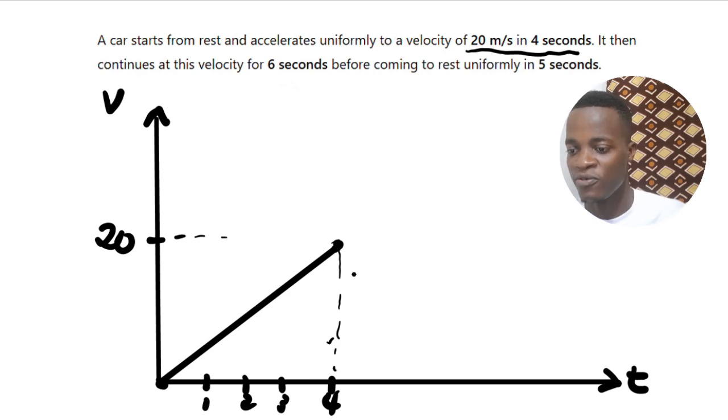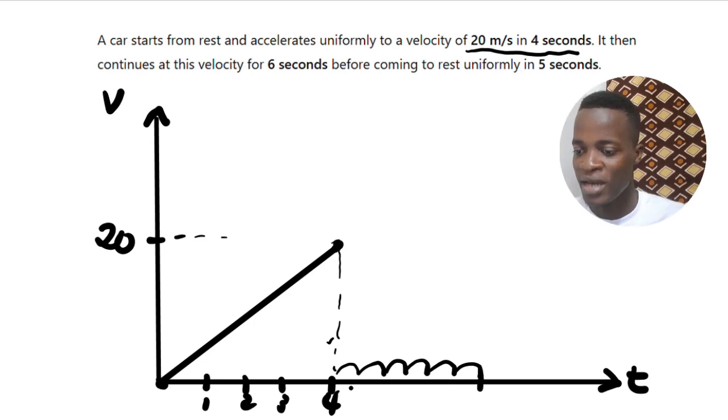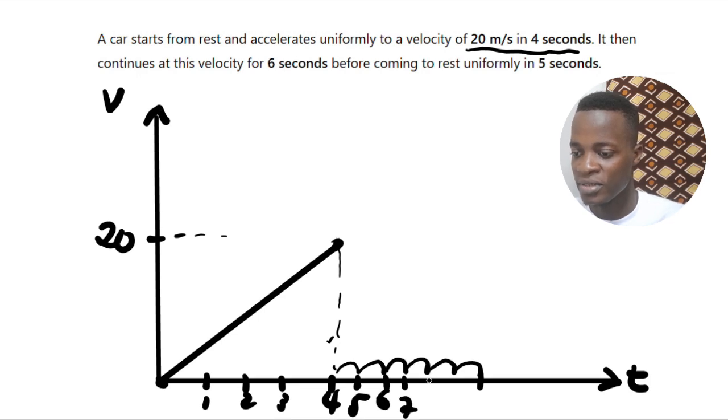Before coming to rest uniformly. So we are going to do another 6 seconds, right? So it's going to continue 1, 2, 3, 4, 5, 6 seconds. So after 6 seconds we are going to stop here. But actually, if you add 6 to this, you are going to get 10. So here we are moving from 4 to 5 to 6 to 7 to 8 to 9 to 10.